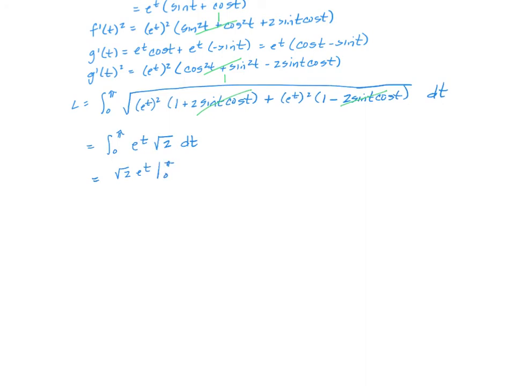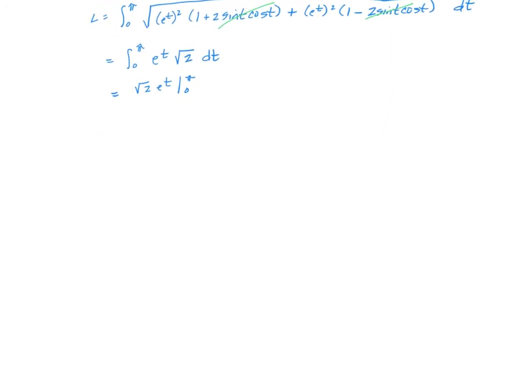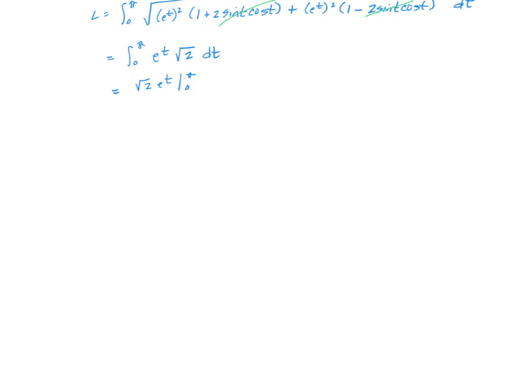Evaluate it from 0 to pi, which is simply square root of 2 times e to the pi minus the square root of 2. And that's where I would stop. Oftentimes your MyLab will have you factor out the common square root of 2 and in parentheses put e to the pi minus 1, but that doesn't matter to me.